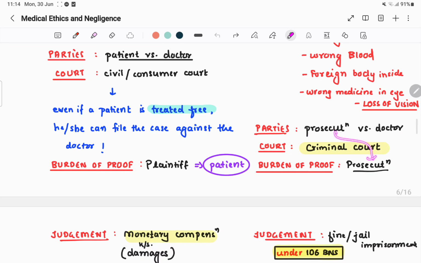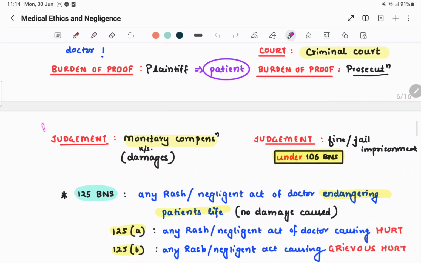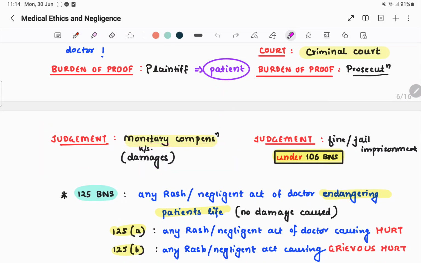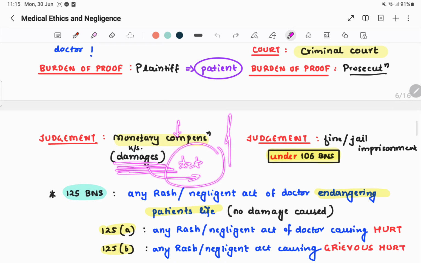You have to prove it. In this civil court, judgment is by monetary compensation. The doctor has to pay a particular amount, which is called damages. Damages is a particular monetary amount paid by the doctor.